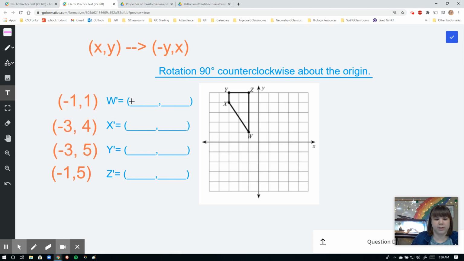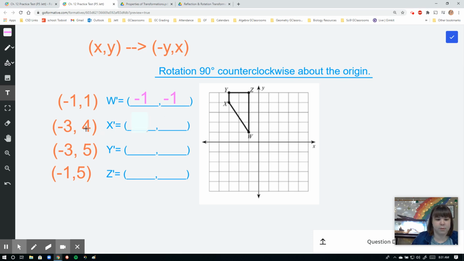So for w prime, we need to swap these. So if we swap them, we'd have 1, and then for the y value, we'd have -1. But we need to change our original y value to be the opposite sign. So instead of positive, it's going to be negative. So w prime would be -1, -1.